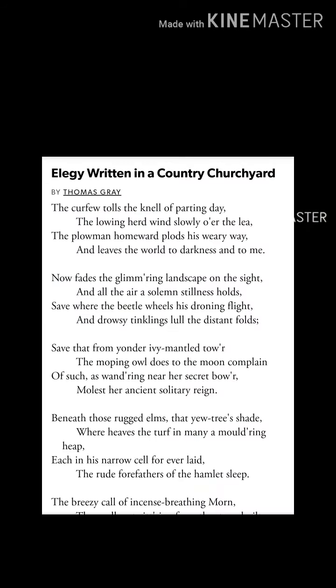Let's have the stanza-wise explanation of this poem. Let's have the first stanza. First stanza says, the curfew tolls the knell of parting day. The lowing herd winds slowly over the lea. The ploughman homeward plods his weary way and leaves the world to darkness and to me. The curfew tolls means rings. Knell of parting day means the end of the day. When the writer was walking near a graveyard, he heard some sounds coming from the churchyard, and it indicates the end of the day. That means it was evening time.